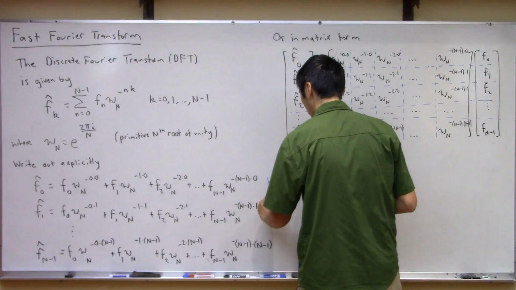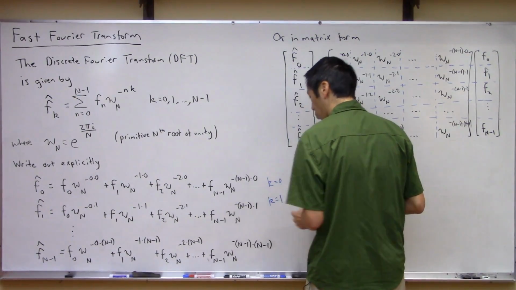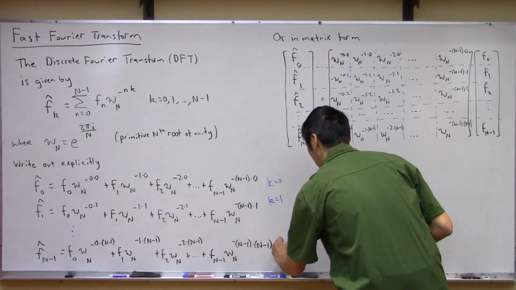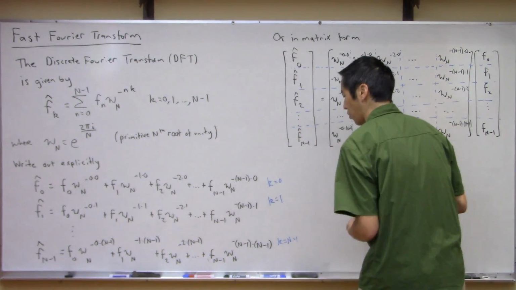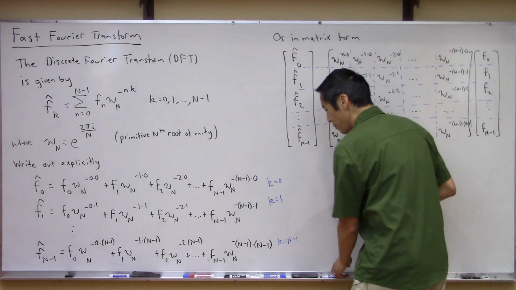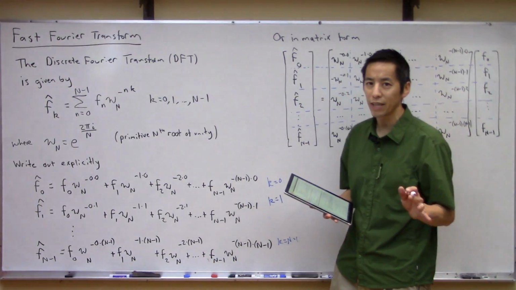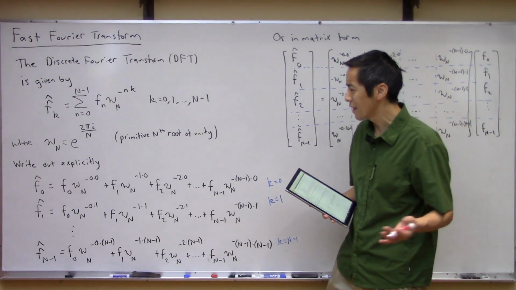Then let's do the same thing for the k equals 1, right? That's this term here. And you can go all the way down to the k equals n minus 1 term, right? Now, the thing to maybe notice in this expression is there's a lot of stuff that kind of repeats or is the same, right?